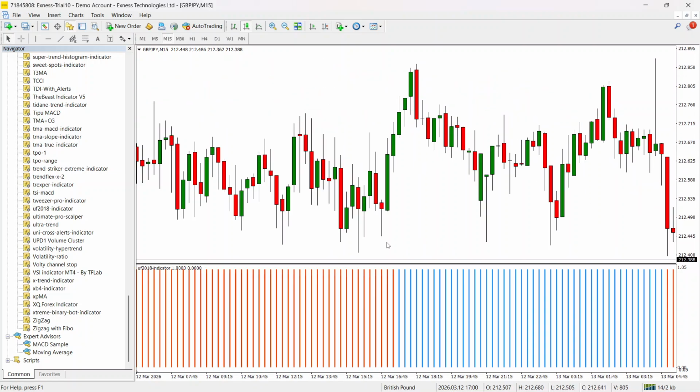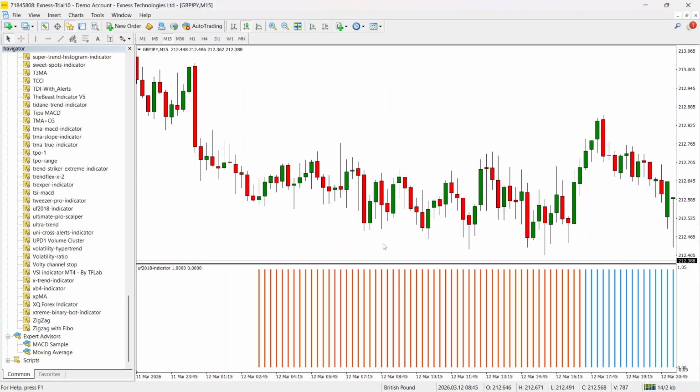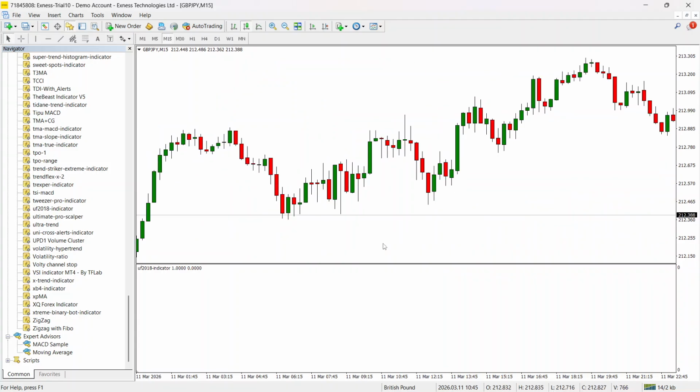It works best as a confirmation tool alongside your main chart analysis, support and resistance, and strict risk management rules rather than as a sole basis for trading decisions.